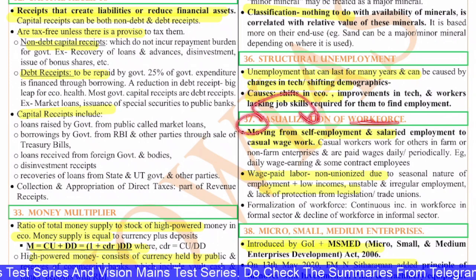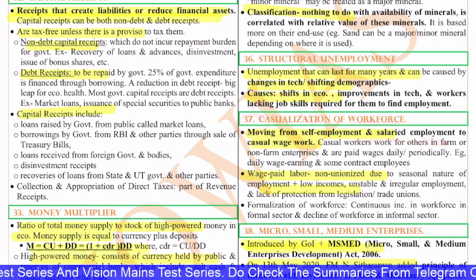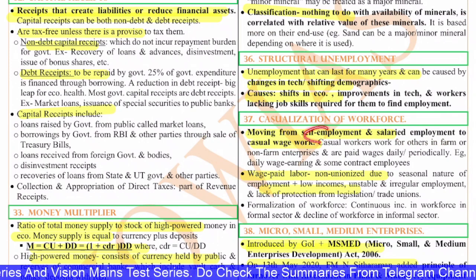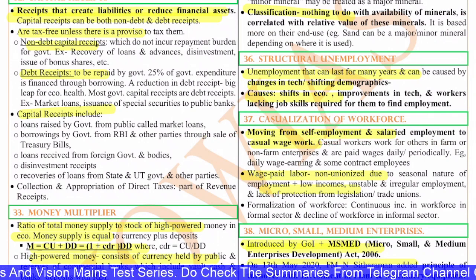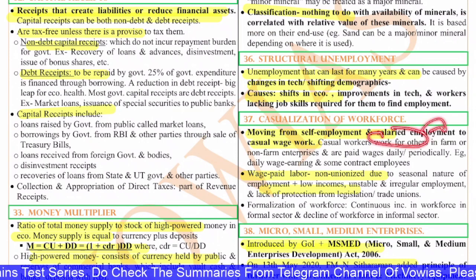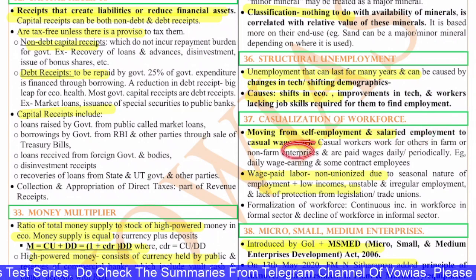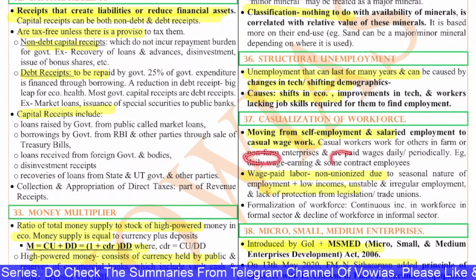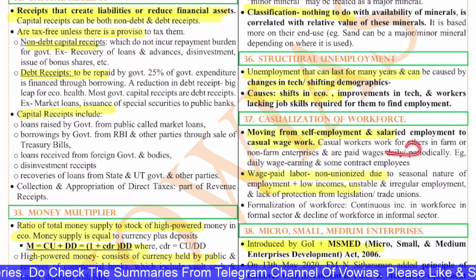Moving from self-employment and salaried employment to casual wage work is called casualization of workforce. The casual workers are the ones who work for others in farm or non-farm enterprises and are paid daily wages. Example, the daily wage workers, the contract employees, etc. Not only daily, even periodically also.